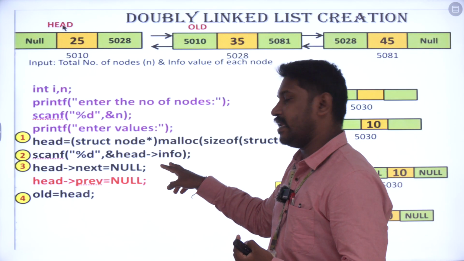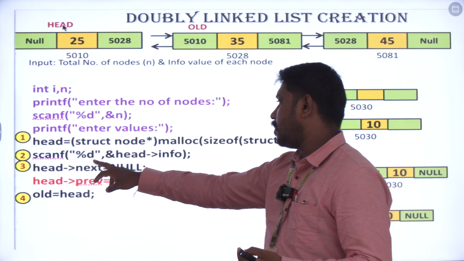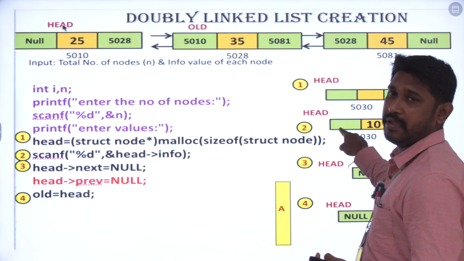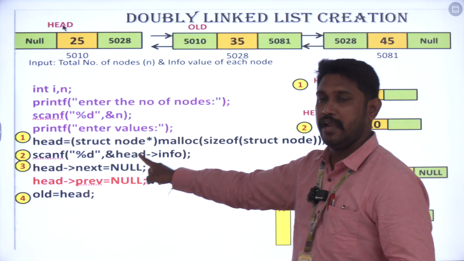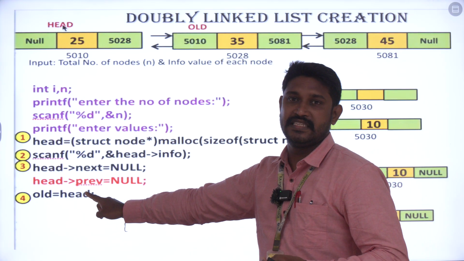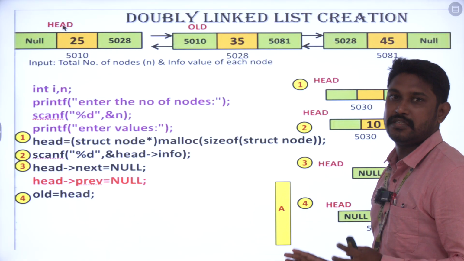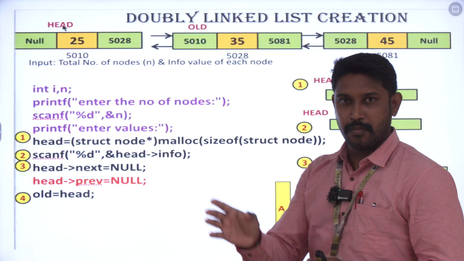Then I am going to set the previous node and the next node. This is the head node. So head of previous will be null by default, and head of next will be null by default, and I am going to set this head as the old node. This is how we are going to create a node in a double linked list.